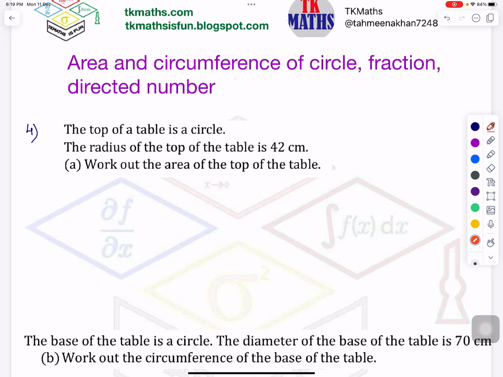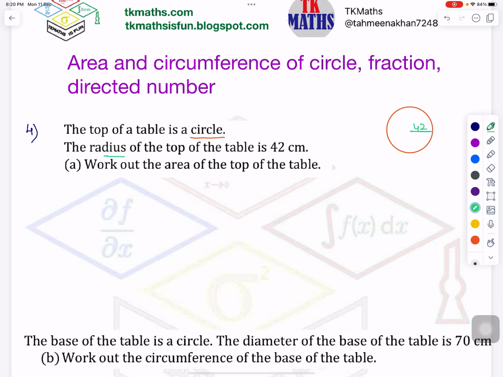The top of a table is a circle. Now you will keep getting the hints given in the question, right? So they are talking about which shape? Circle. The radius of the top of the table is 42 centimeter. So for your understanding, you can draw a circle here, okay? And what is the radius given in the question? It is saying the radius is 42 centimeters. So sketch it for yourself, for your understanding.